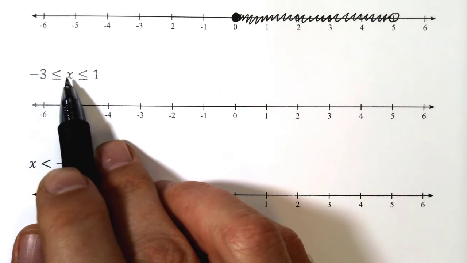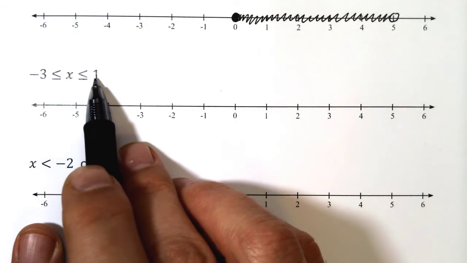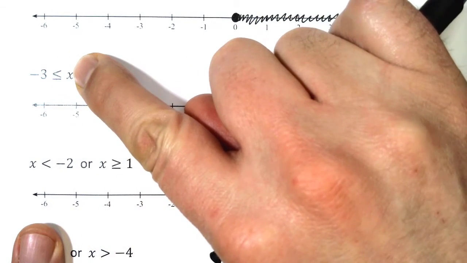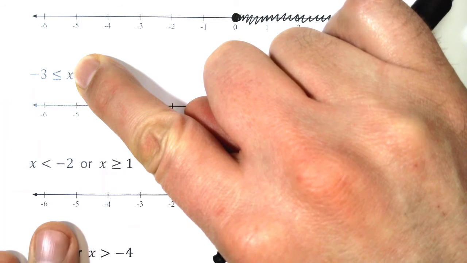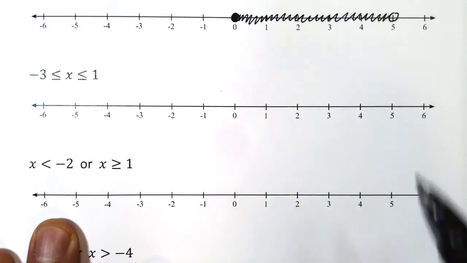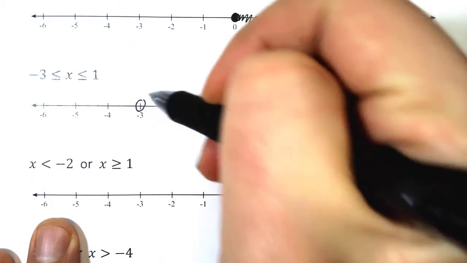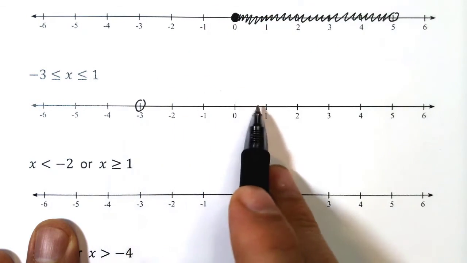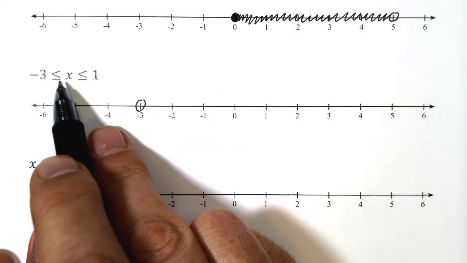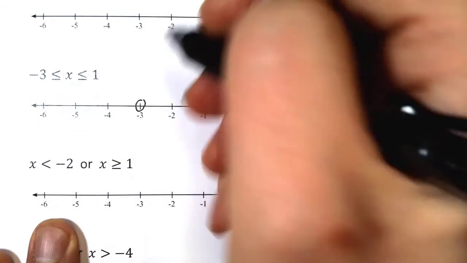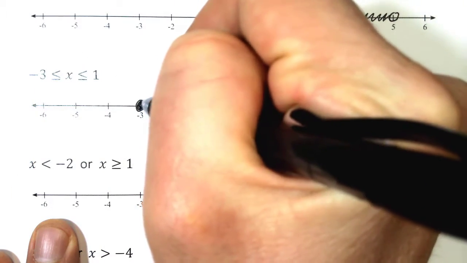Negative 3 is less than or equal to x is less than or equal to 1. So let's look at this first inequality. Negative 3 is less than or equal to x. That means negative 3 is to the left of x on the number line. Or in other words, x is to the right of negative 3. So we're going to be shading in this direction. But it could also equal negative 3 because this is less than or equal to, so I fill this in.